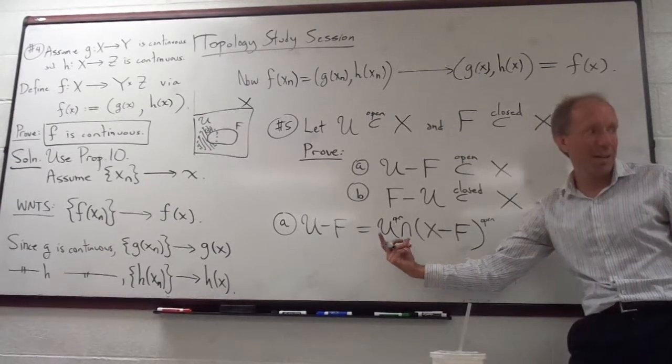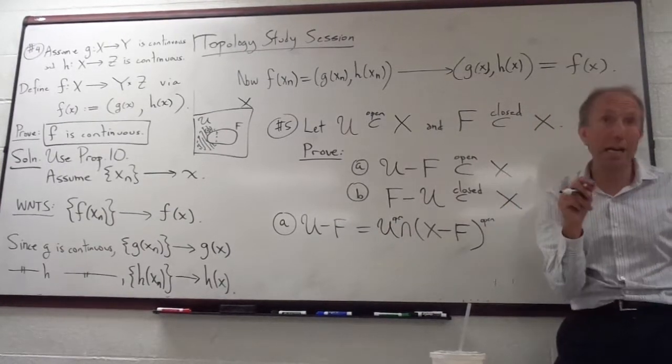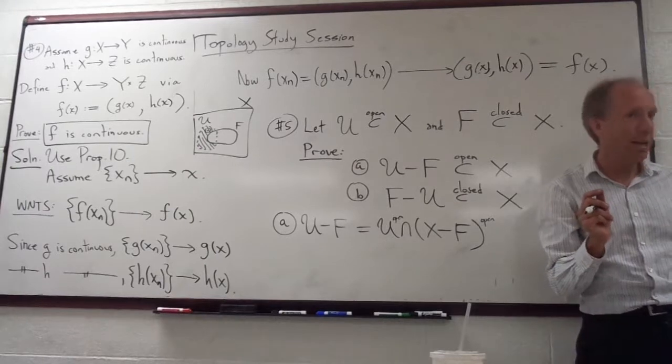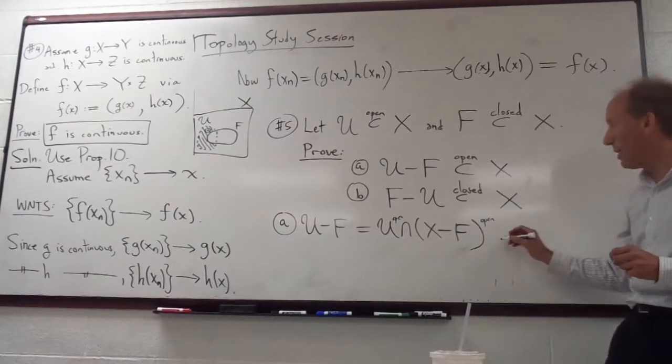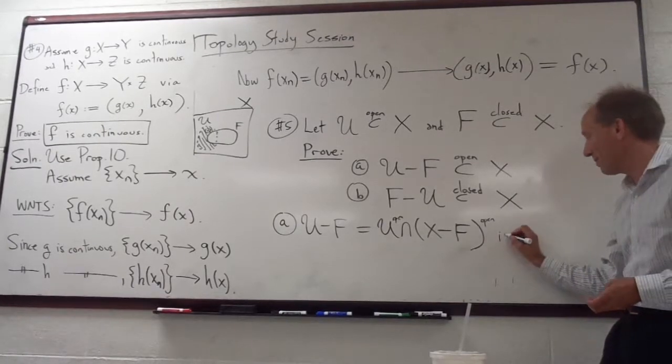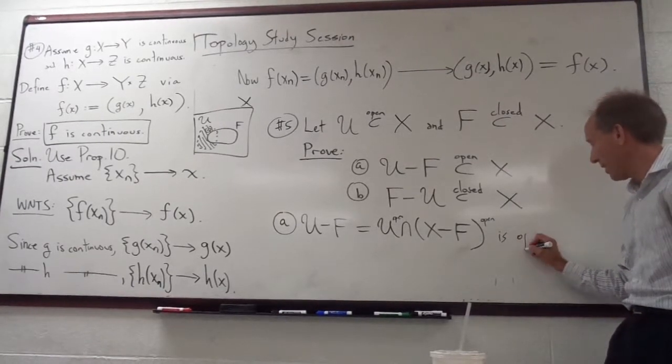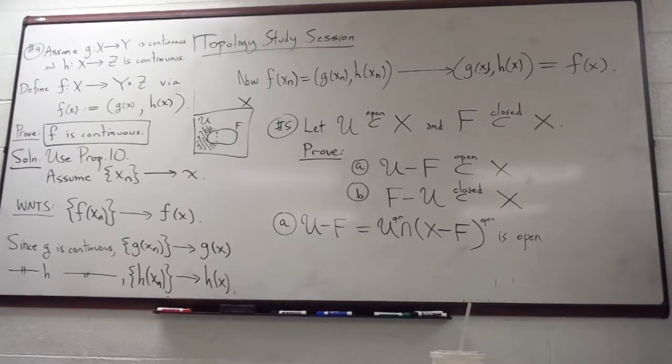So you guys remember this? An intersection, now you cannot take an arbitrary intersection, but we're only doing two sets here. If I intersect two open sets, I get an open set. Exactly. That's basically what you were saying, right? So we end up with an open set. Okay?